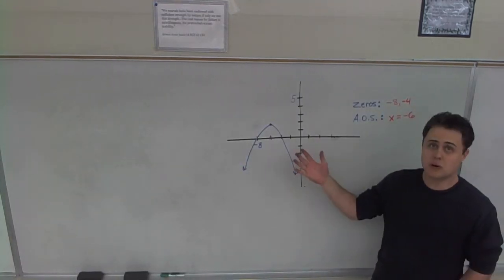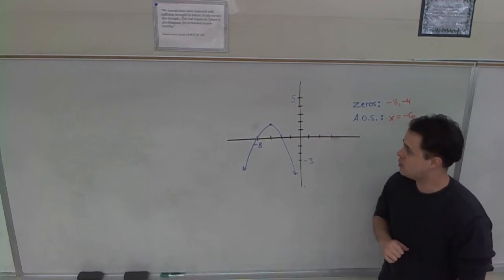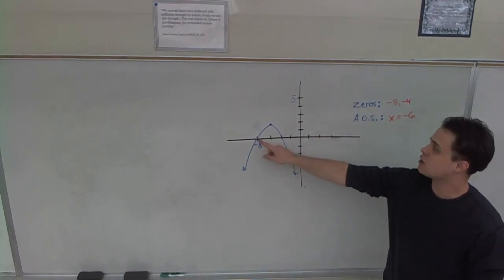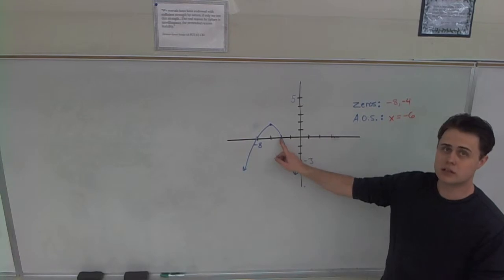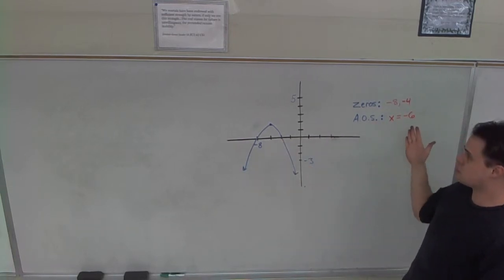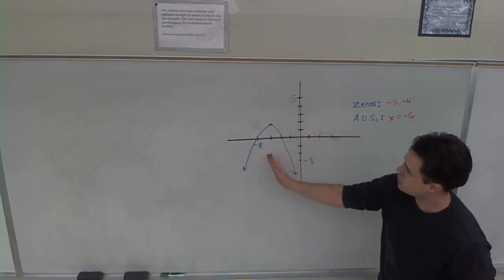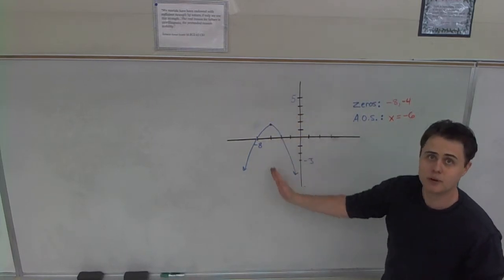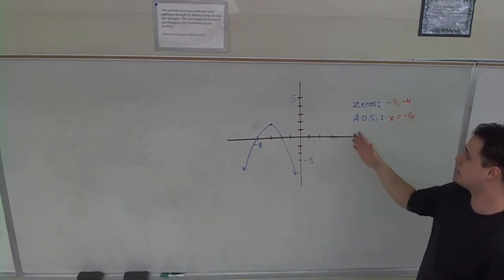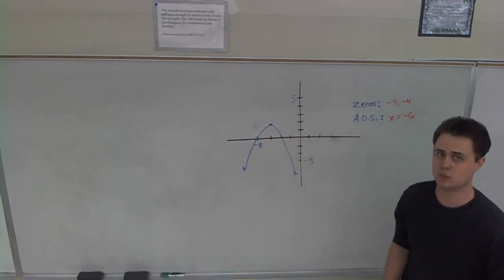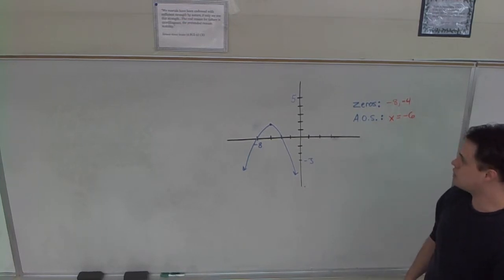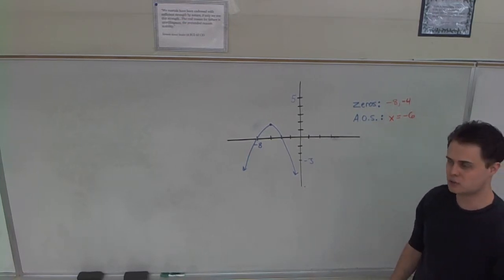Okay, so we also wanted to look at this graph, this parabola. We already looked at it and agreed that the zeros were at -8 and -4, and the axis of symmetry was right down the middle at x equals -6. Okay, so that's that vertical line. That's the axis of symmetry right down the middle. So on this one, we also want to check our answers.